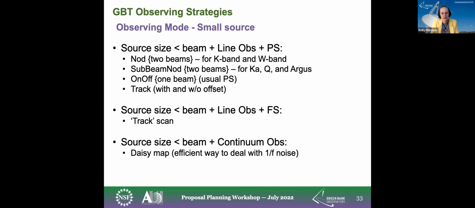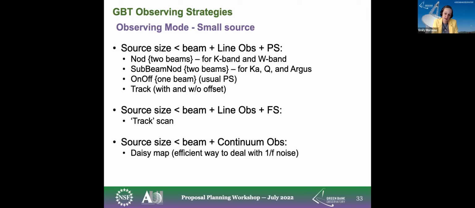So if you have a source size that's smaller than the beam, it's a line observation, and you're using position switching, here are the various things that you can use for different receivers. This is what you'll see actually in the Astrid scripts. You have the nodding, which is you're moving the telescope sub-beam, using the sub-reflector. On and off, you're actually moving the telescope. And then tracking is you're just actually tracking the source.